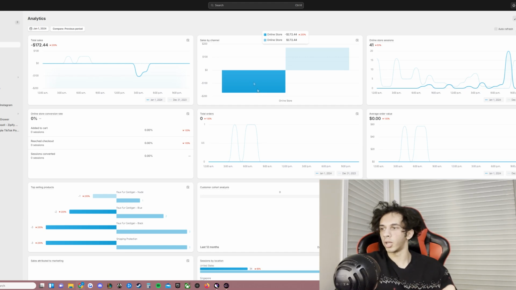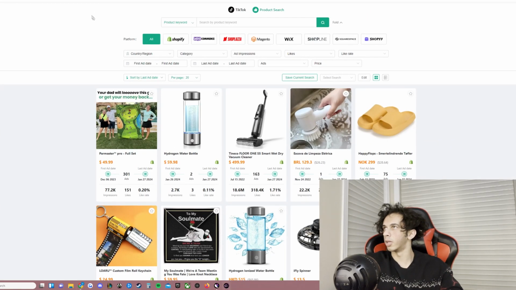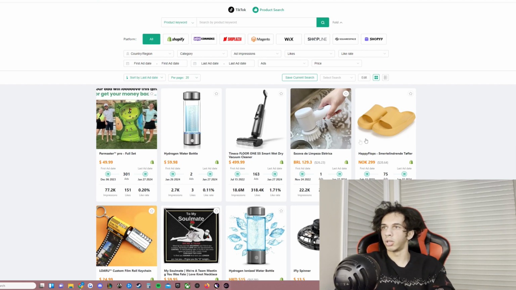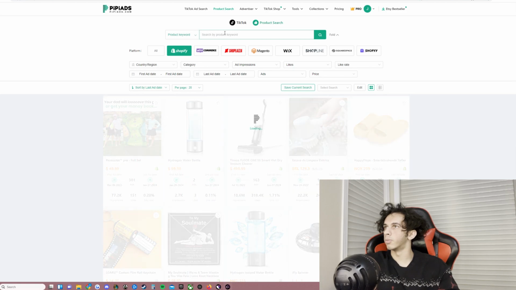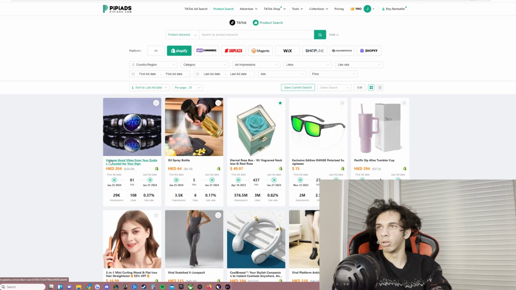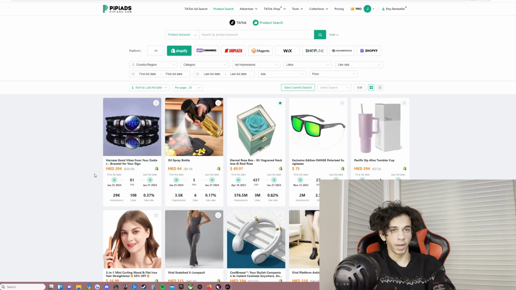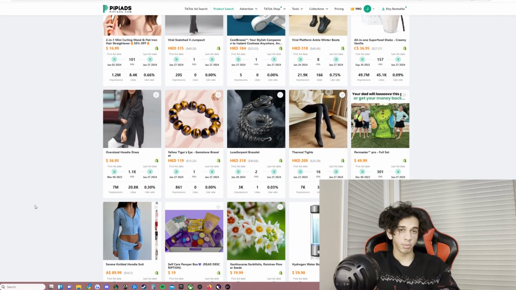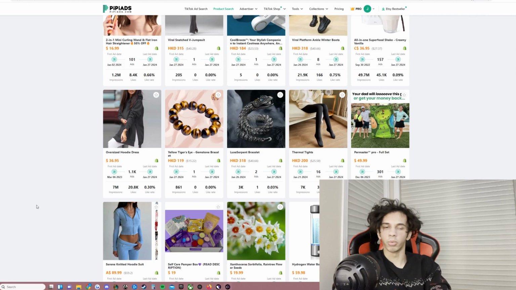If you don't really want to waste your time, you could use this app called PP Ads, and it pretty much shows you every single ad that's being run on TikTok. You could come to the product section and you could put some filters in, and then you could just look through what catches your eye and what's going viral and what's working more specifically. And that's pretty much how I will be doing my research.